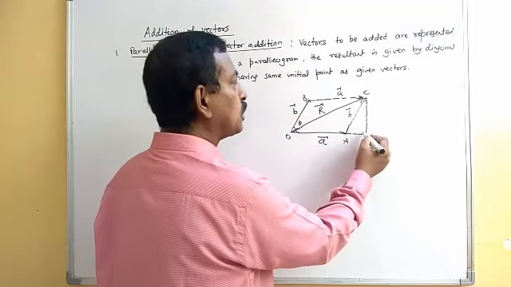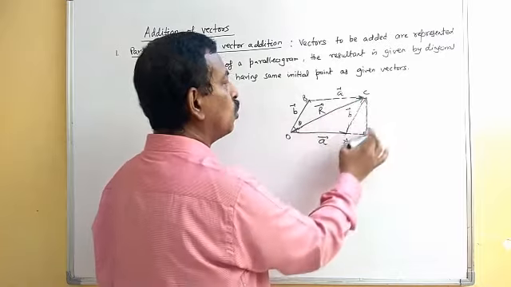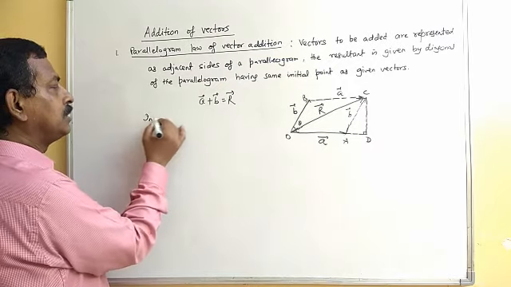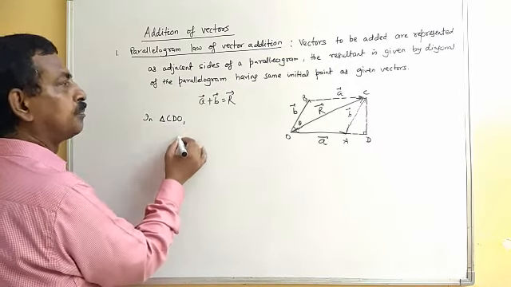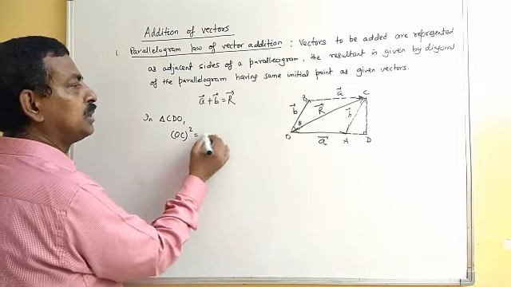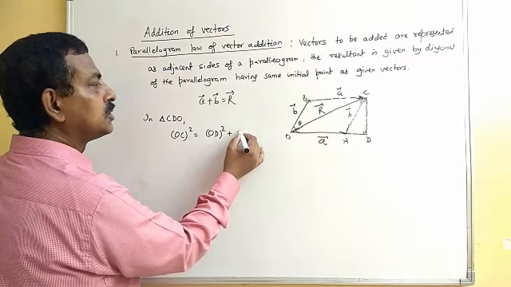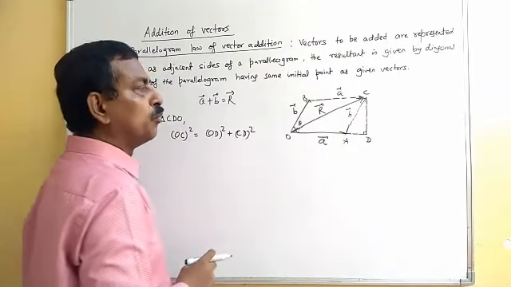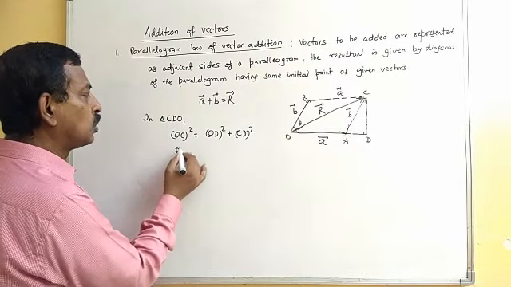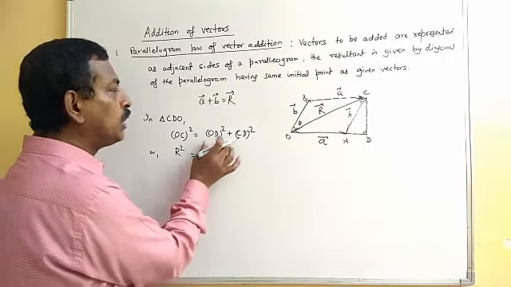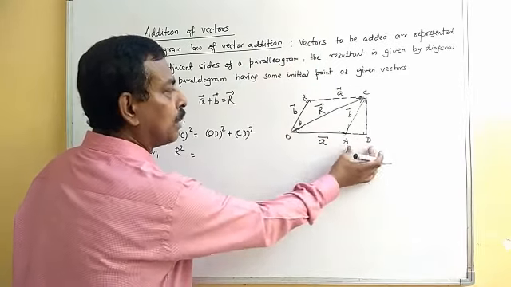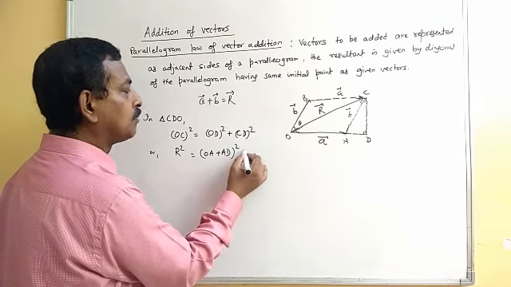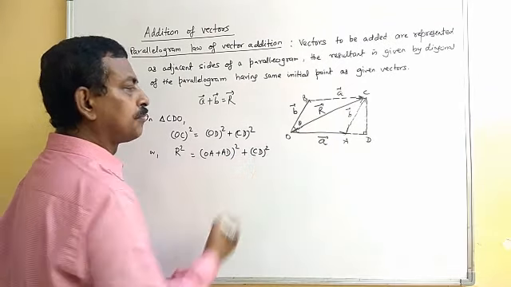So now, if you consider this as a right angle triangle OCD, in triangle CDO, OC square will be equal to OD square plus CD square. And how much is this OC? OC we have represented with the vector R. So that means this is your R square. OD we can write as OA plus AD. So this is your OA plus AD whole square, and this is your CD square.